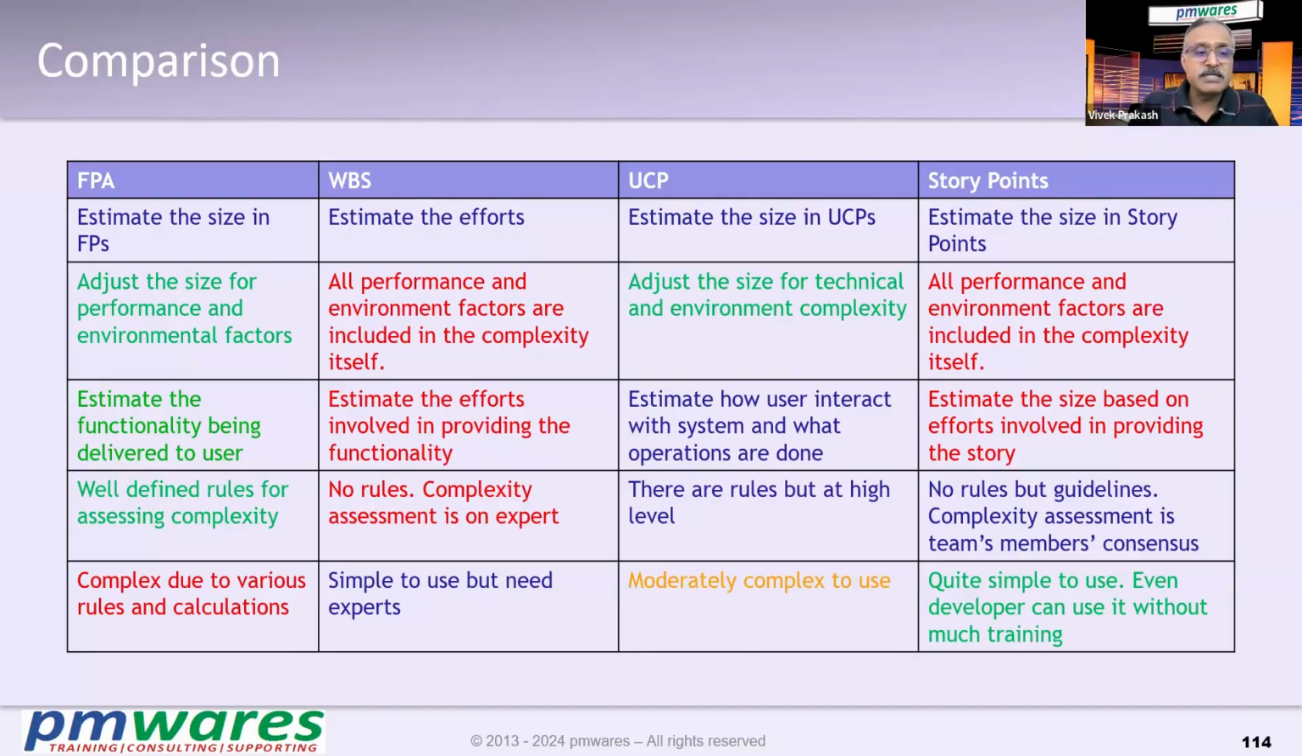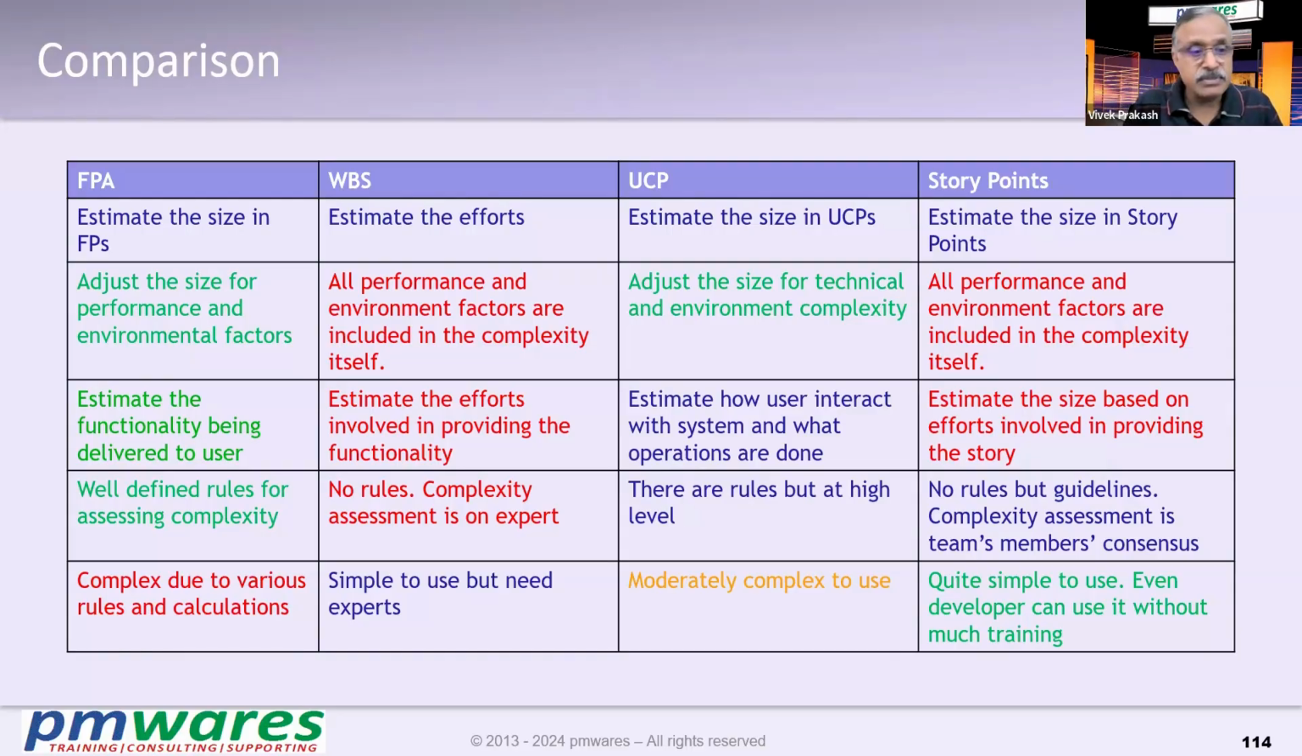FPA estimates the functionality being delivered to the user. So in this, what is delivered to the user matters, while WBS and story points are largely based on how much effort the development team will take to develop that. So in that sense, lesser productivity may be more costly to the customer, while that will not be the case with FPA.